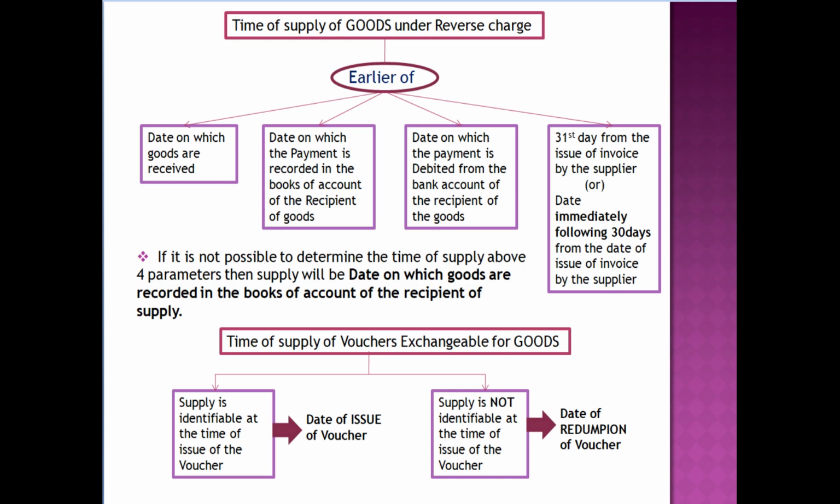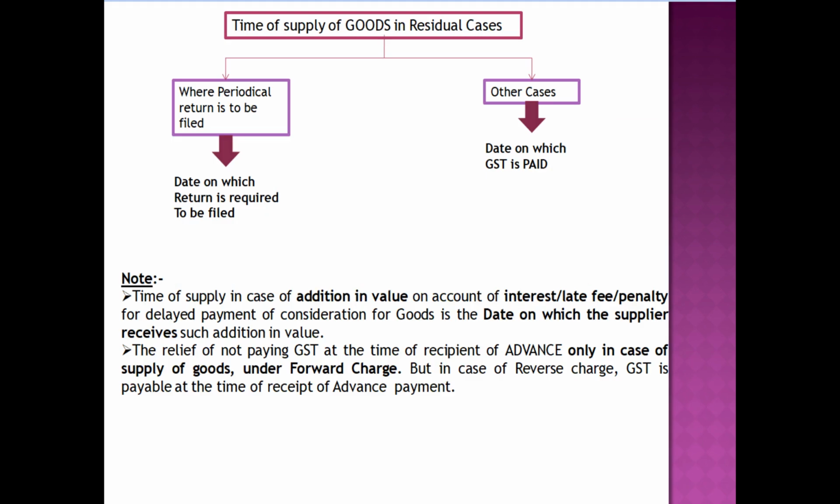And the third one is time of supply of vouchers exchangeable for goods. This is very simple: if supply is identifiable at the time of issuance of voucher, that is, only a particular item can be redeemed, then the time of supply will be the date of issuance of voucher. And if it is not identifiable, it shall be the date of redemption of voucher. And the last one is time of supply in residual cases. It means if it cannot be identified in the above cases, then the time of supply will be the date on which the periodical return is required to be filed, and in other cases the date on which GST is paid.